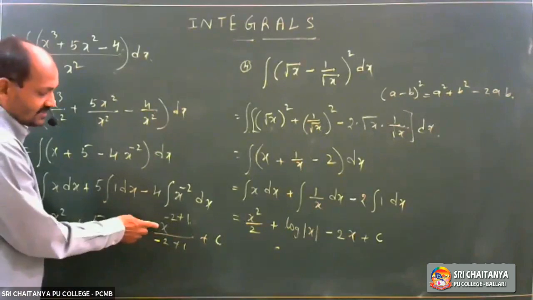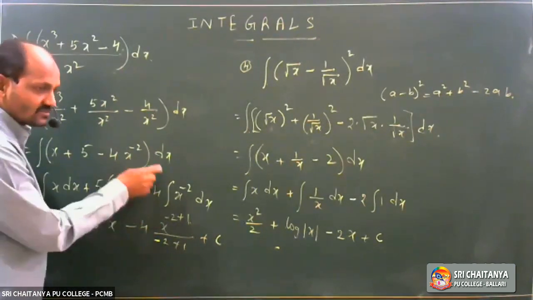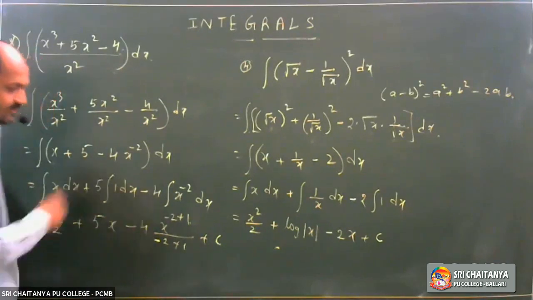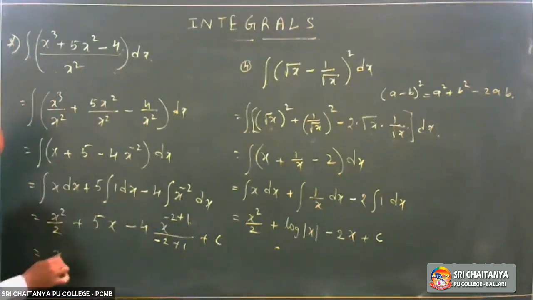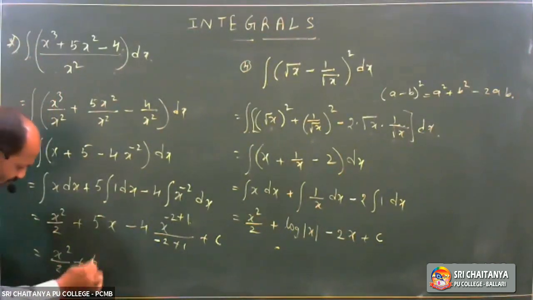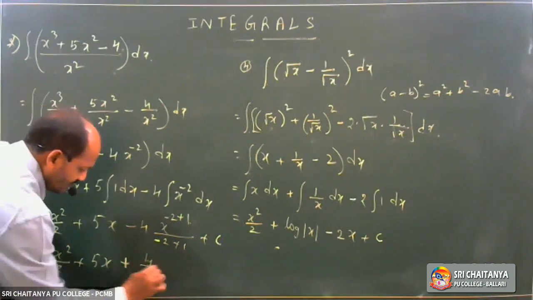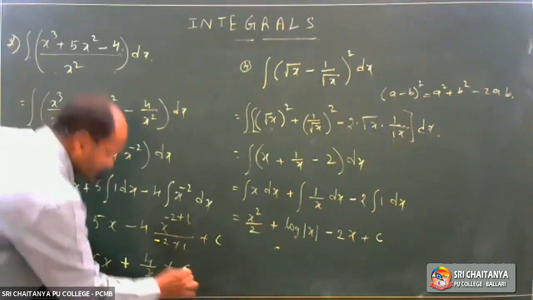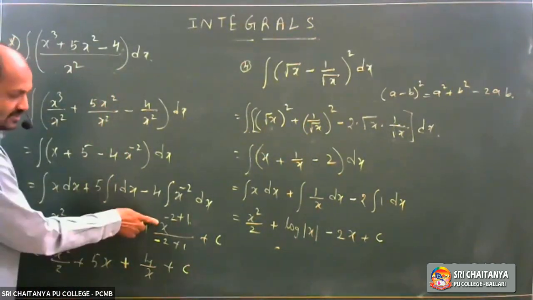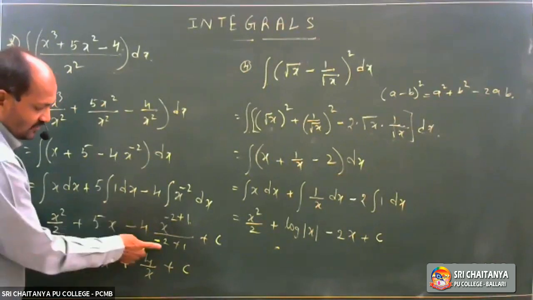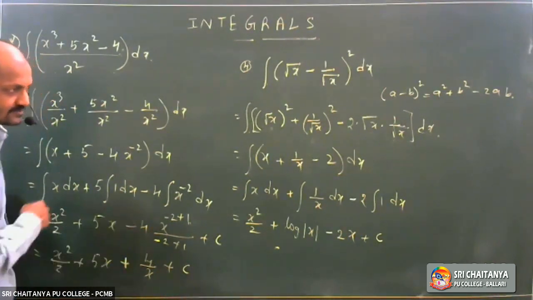Okay? It is clearly x power minus 1 divided by minus 1. So it is x square by 2 plus 5x plus 4 divided by x, plus c. Numerator x power minus 1 means 1 by x. Minus 4 by minus 1 gives plus 4.